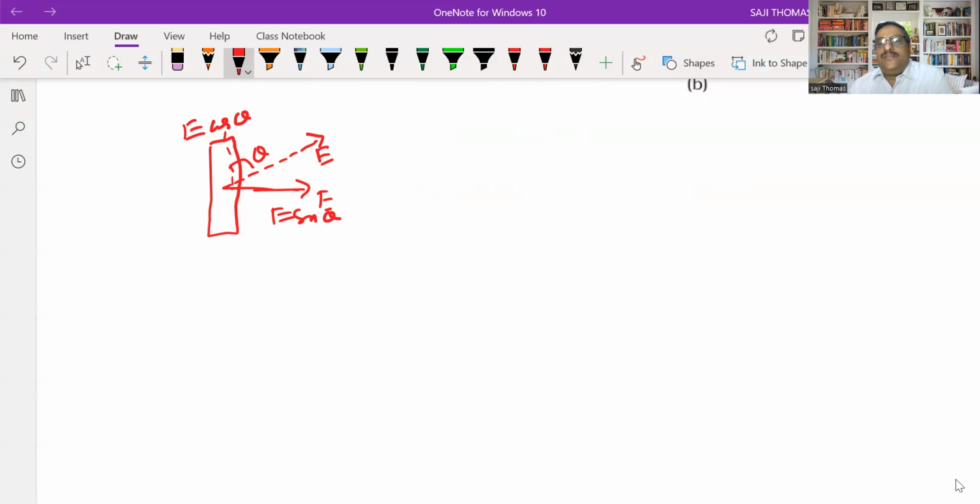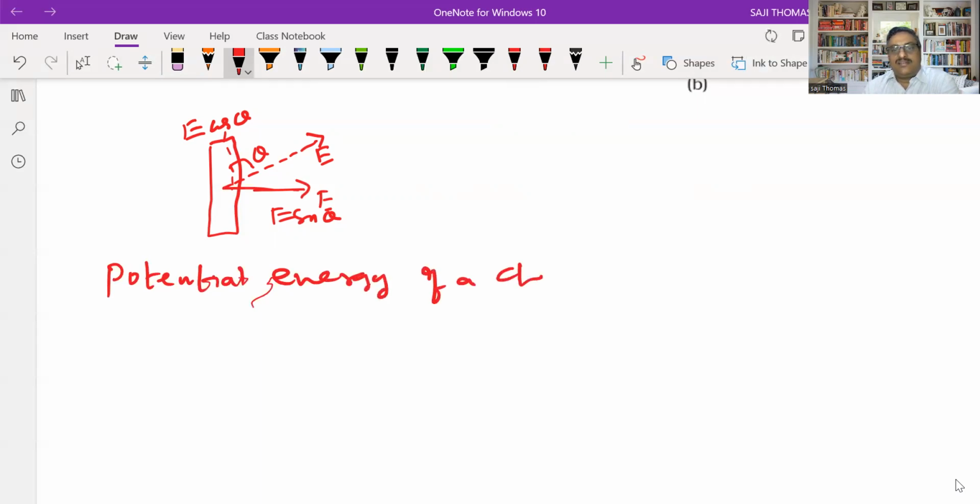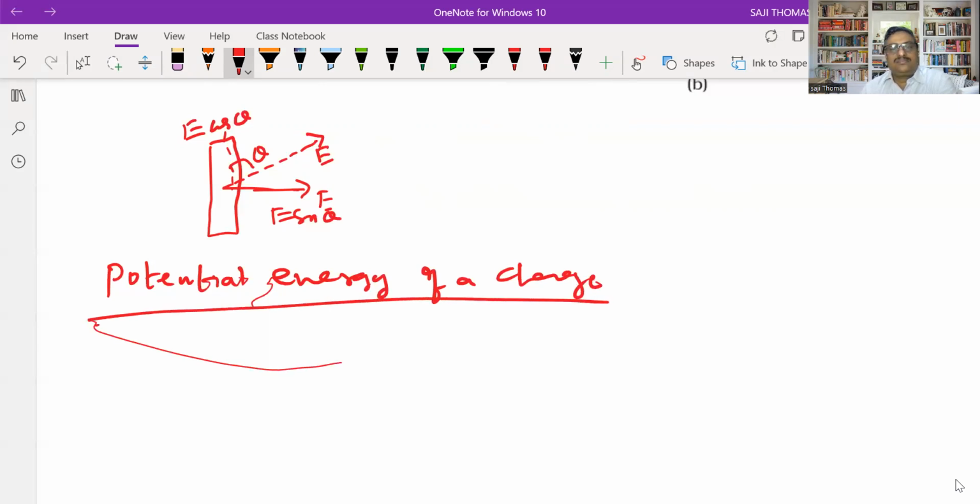Today, we will discuss potential energy of a charge. Today's topic, potential energy of a charge.